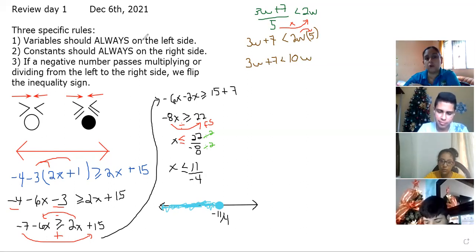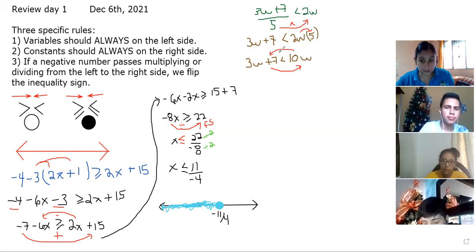So step 1, variables to the left. Step 2, constants to the right. So I'm going to do both at the same time. So this 10w needs to go to the left with an inverse operation, and this 7 needs to go to the right with an inverse operation. What's the inverse operation of the 10w? Subtract. That's subtraction. And of the 7?